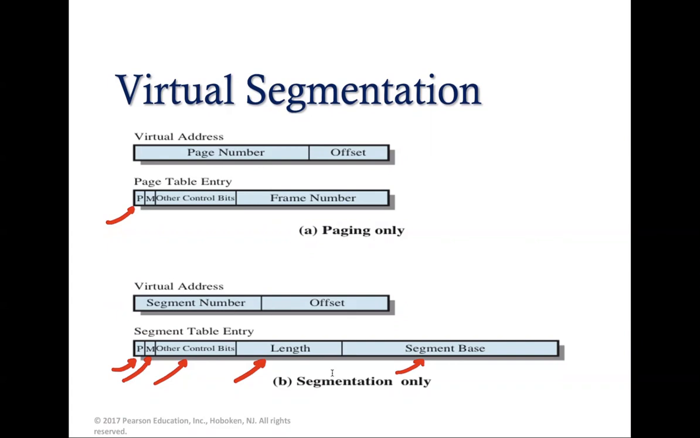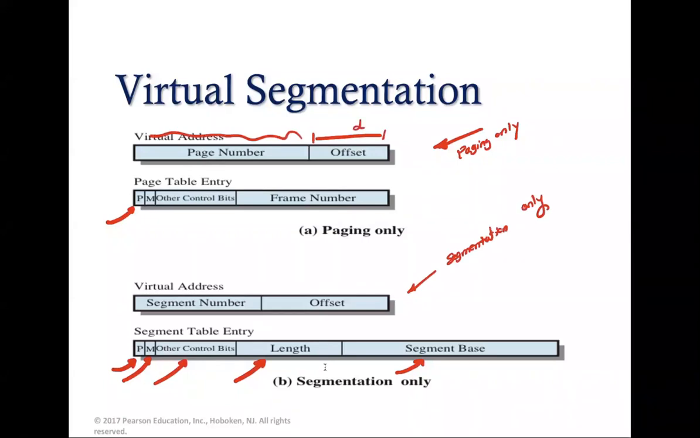So these are the differences between the virtual address for paging only versus the virtual address for segmentation only, in which we reserve a couple of bits for the page number and the rest is just for the offset. I'm going to use D for it. For segmentation only, we still reserve a couple of bits for the segment number, and some other bits for the offset.